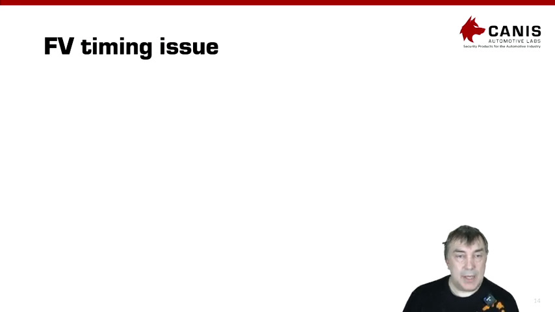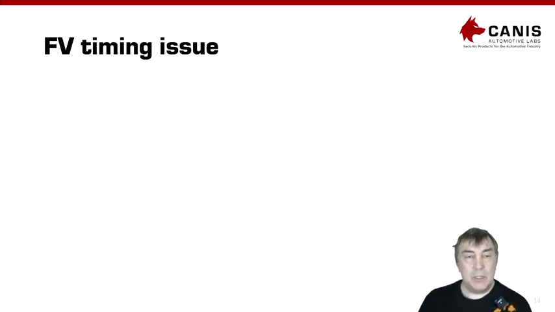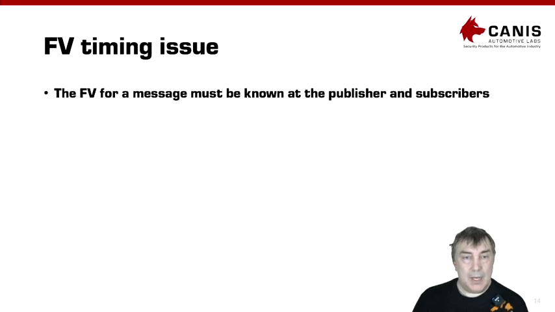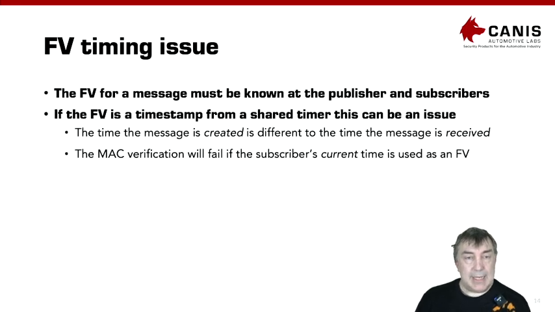Now there's an issue if a freshness value is used from a timer, a global time like we talked about, or some kind of synchronized timer, because the freshness value has to be the same value known at the publisher and subscriber. And if the freshness value is a timestamp that came from a shared timer across the network, this can be an issue because the time the message is created is different to the time the message is received. So the verification will fail if the receiver's freshness value is used at the receive time.